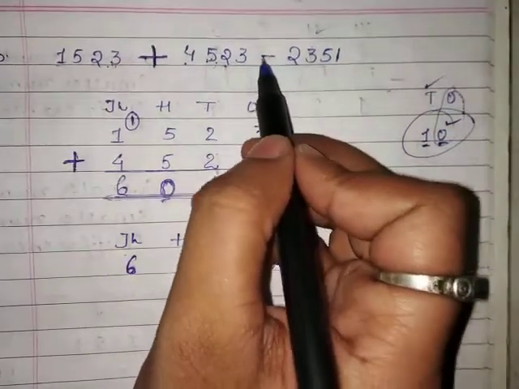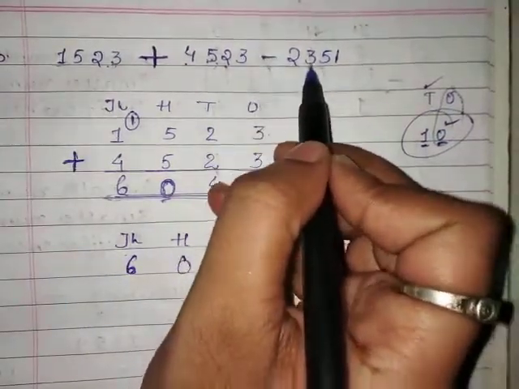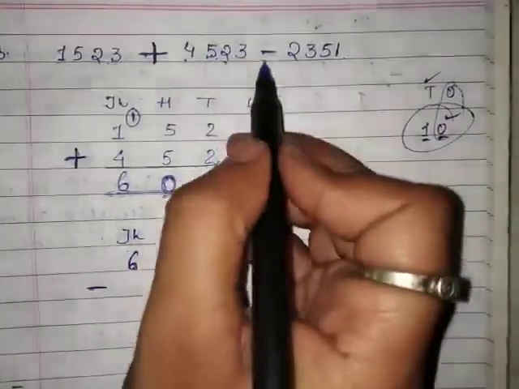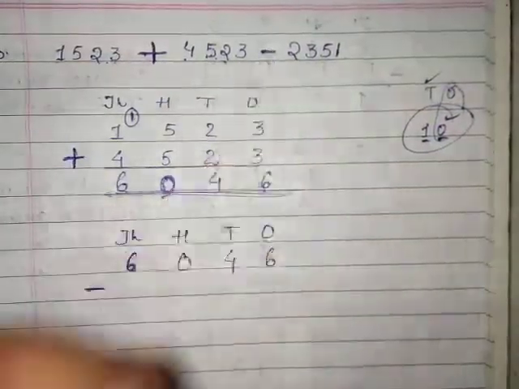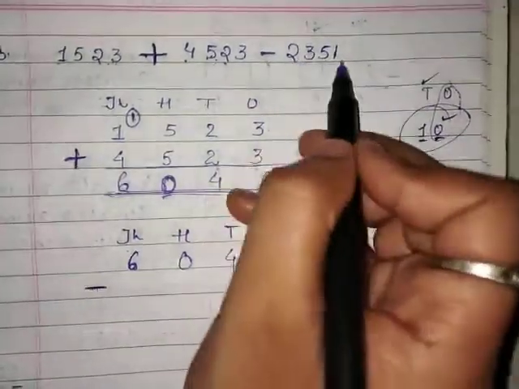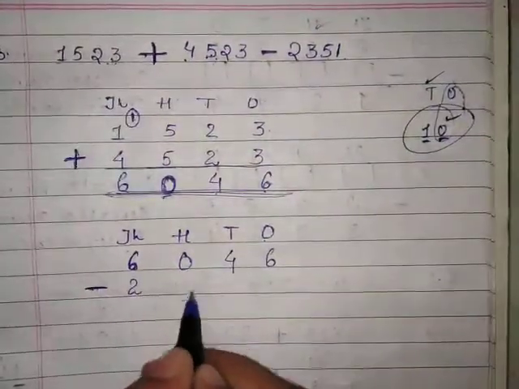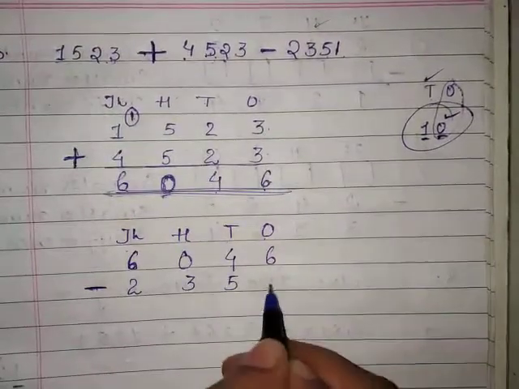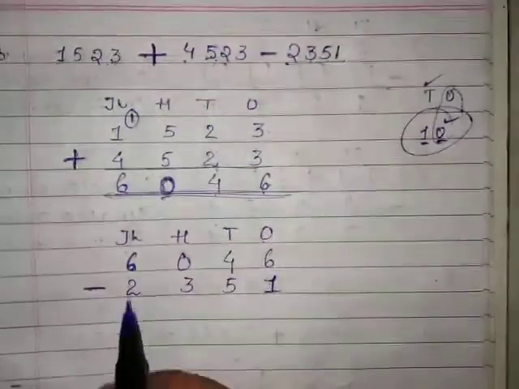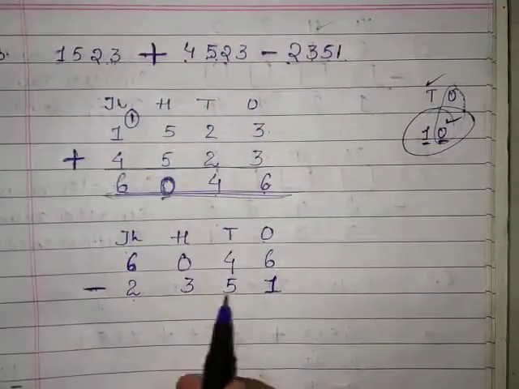Now this is minus 2351. Which sign is here? Minus. You can see this is the sign of minus. So here we have to put the sign of minus. Now which number is there? 2351. Which number is here? 2351. So here we write 2351.